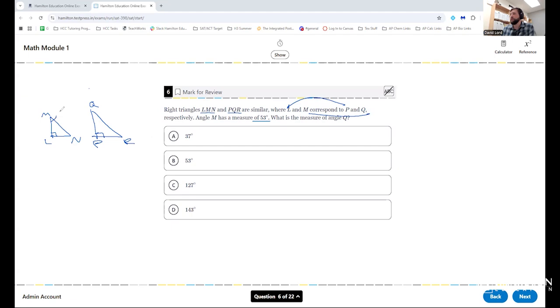So if M is 53, then we know that N must be 37 because the angles in a triangle must add up to 180. The question asks, what's the angle Q? Well, since Q matches up with M, we have the answer right away, 53. So whenever you're working with similar triangles, the corresponding angles are congruent, but the sides are proportional.